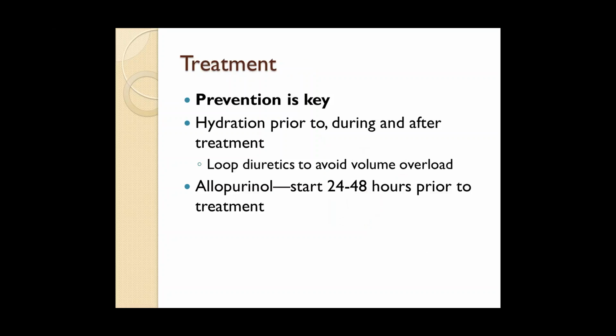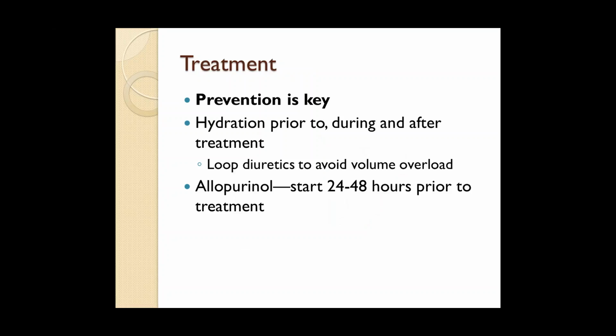Treatment of tumor lysis syndrome begins with prevention. Patients who are at risk for tumor lysis syndrome should be aggressively hydrated with oral and intravenous fluids starting at least 24 hours prior to initiation of antineoplastic therapy and up to 72 hours after therapy. Patients may require loop diuretics to avoid the volume overload associated with this IV hydration.